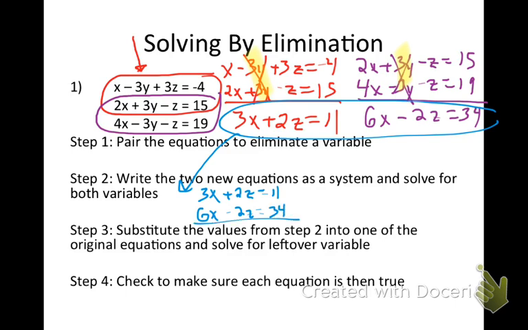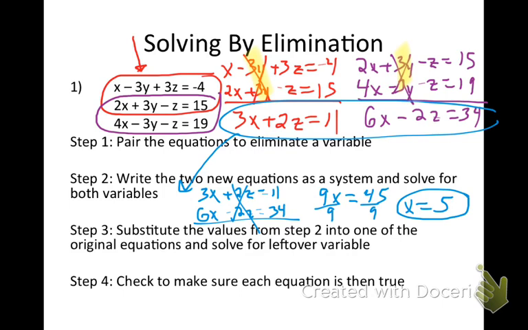And which one is set up to eliminate here? I'll eliminate the z's. Add down. 3x plus 6x is 9x. 11 plus 34 is 45. 9x equals 45. Divided by 9. And I get x equals 5. I have an answer now.